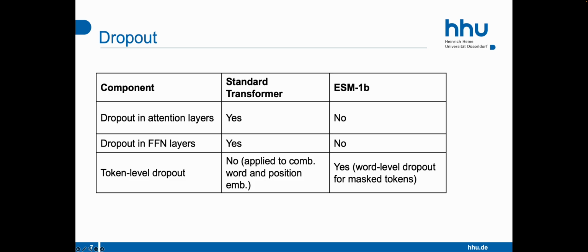They apply dropout at the word or token level, but specifically only for the masked tokens during the masked language modeling prediction task. In standard transformers, a type of dropout is usually applied after combining the word embeddings and position embeddings, but not directly at the level of individual words or tokens. In contrast, ESM-1b applies dropout directly to the masked tokens themselves, which means instead of learning a token representation for the masked token, as would usually be the way to do it, they simply set the token embedding values for the masked tokens to all 0 values.